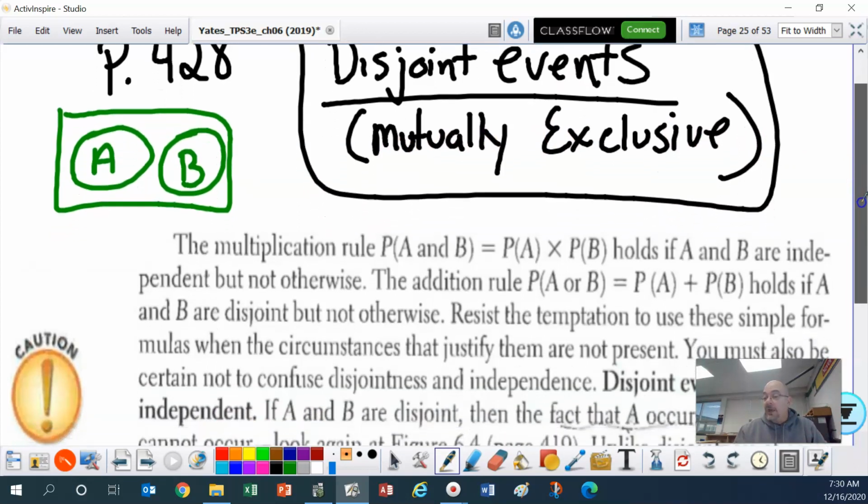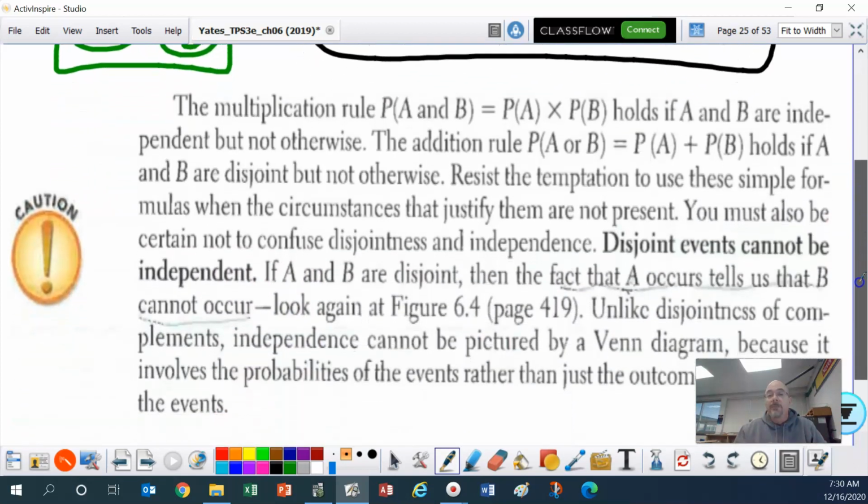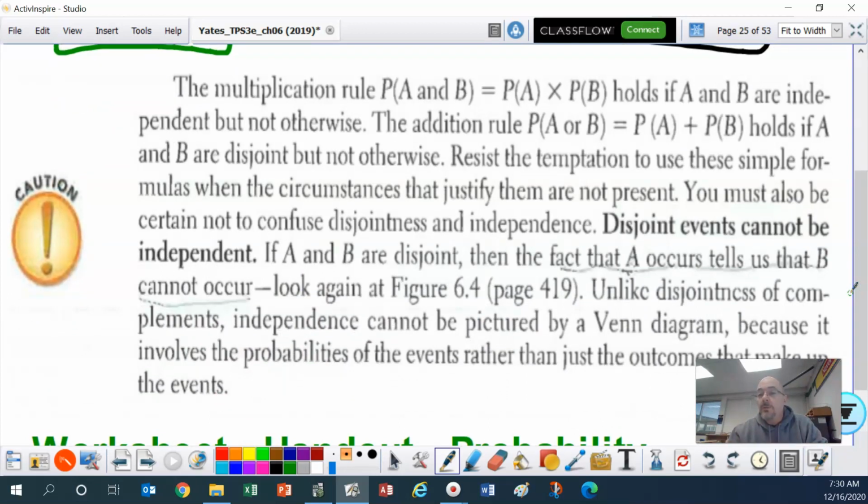Another caution I want to point out: the multiplication rule holds if A and B are independent but not otherwise. The addition rule, the probability of A or B, holds if A and B are disjoint, but not otherwise. Resist the temptation to use these simple formulas when the circumstances that justify them are not present. You must also be certain not to confuse disjoint and independence.